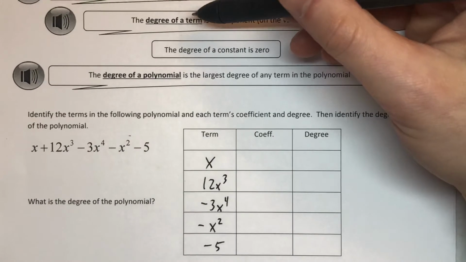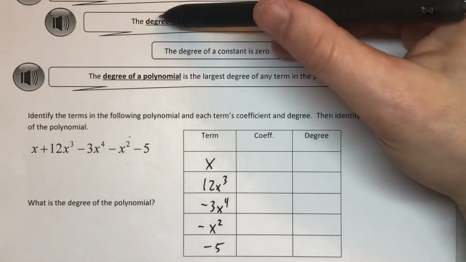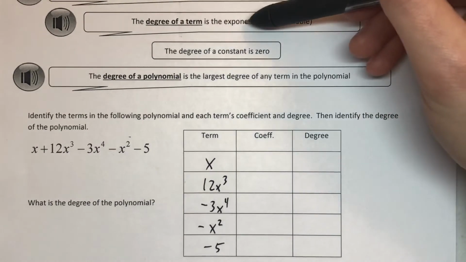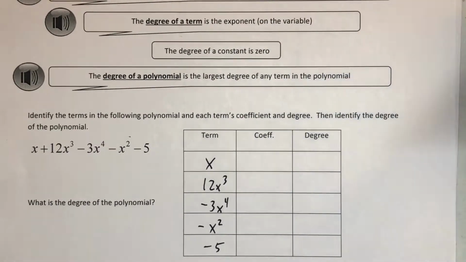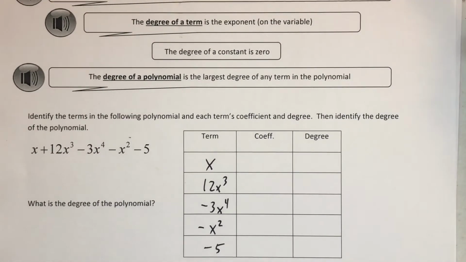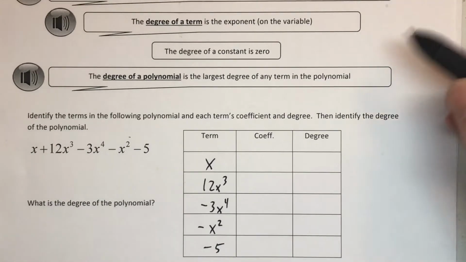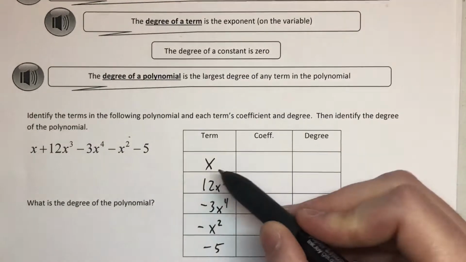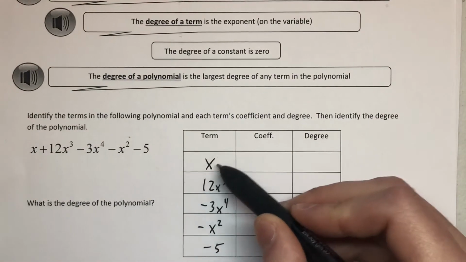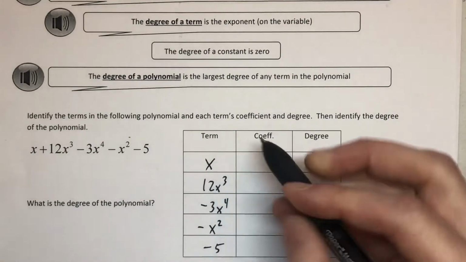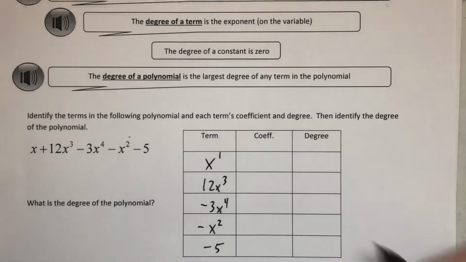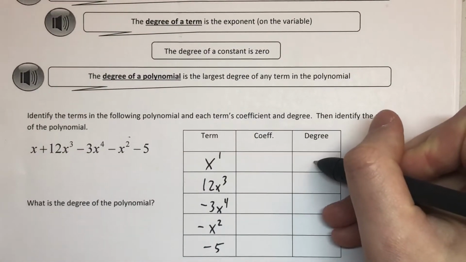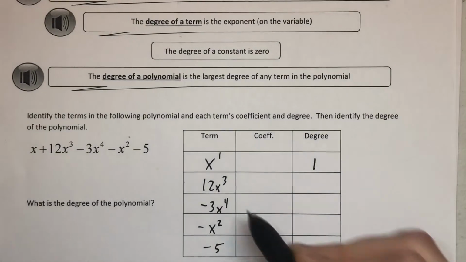Now back up here to the next term here. The term is the degree of a term. The degree of a term is the exponent on the variable. Simple enough. You look at your variable part of your term, and you look at the exponent. So this term has x. We don't see an exponent, which means we've said that means it's a 1. So the degree of this term is a 1.